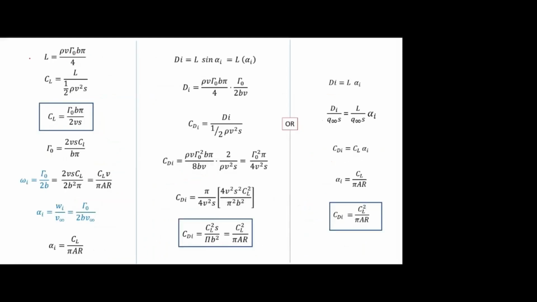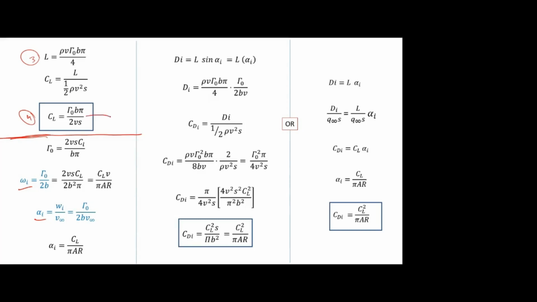Once you know the lift, we can find the CL, simply divided by half rho V square S. We are getting this term. So CL also we found. Then in these steps, they are simply rewriting all w, alpha, everything in terms of CL, because from the experiment, mostly you will get only CL and CD. So they are rewriting this alpha and w in terms of CL.